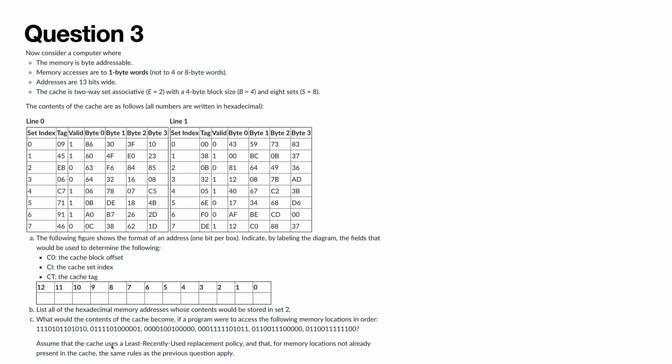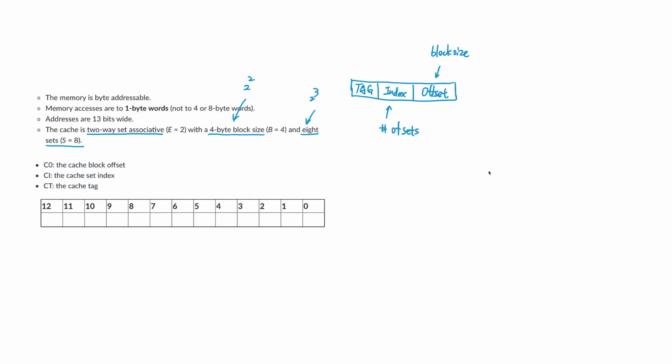So assume that the cache uses the least recently used replacement policy, and that for memory locations not already present in cache, the same rules as the previous question apply. So similar to the previous question, but we change it to the two-way set associative cache. Pause the video, think about it for 10 minutes. Once you got it or you're still struggling with it, check the solution. Okay, let's check the solution.